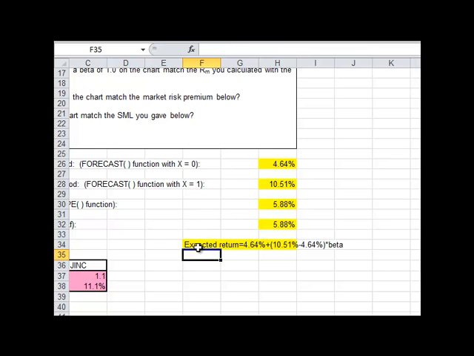All right, so once again, the expected return on an investment would equal 4.64%, which is the rate of return on the risk-free asset, plus 10.51 minus 4.64 times the beta of the stock. And that's the security market line.